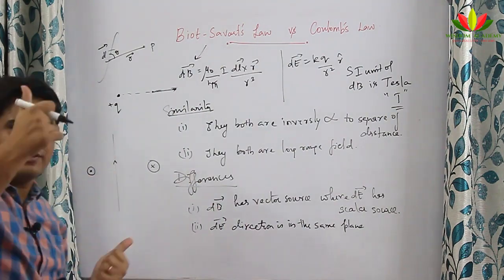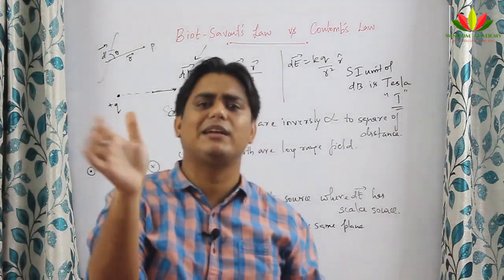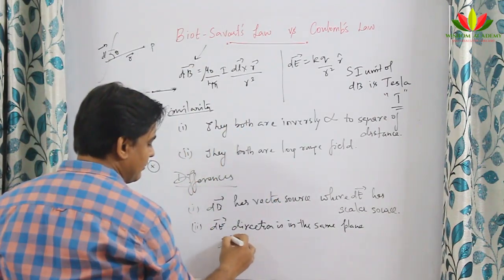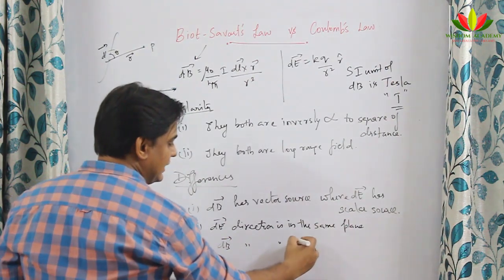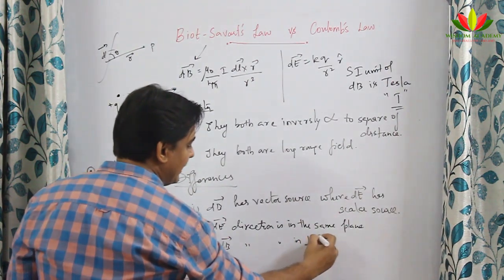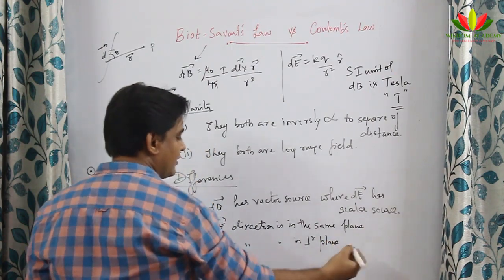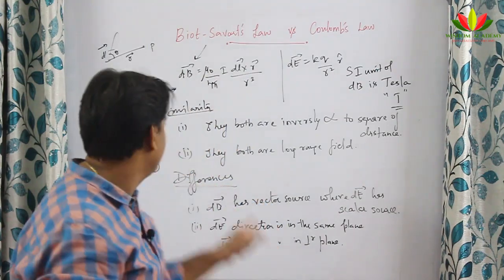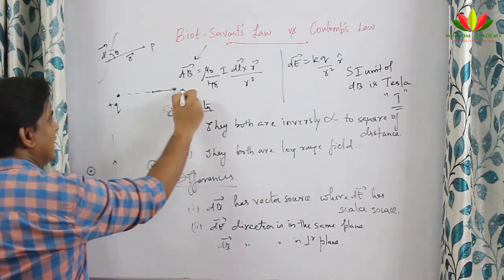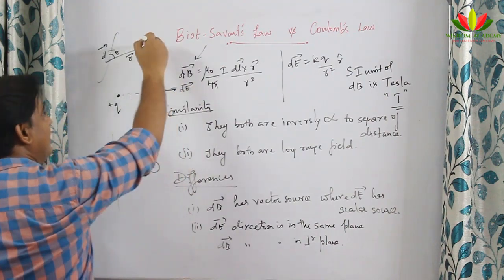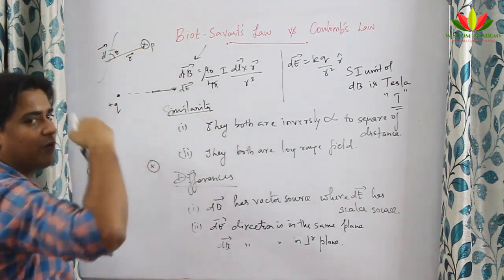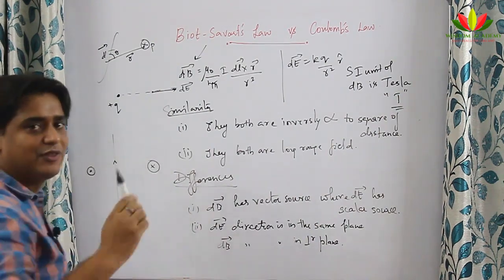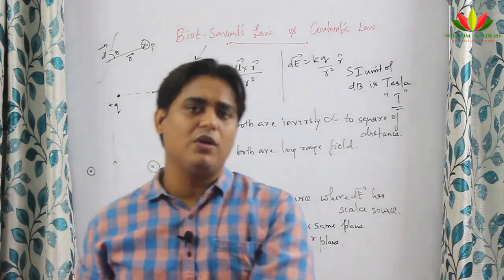Another way is like this: hold the wire in your right hand, and where the four fingers go will represent the direction of the magnetic field. So the direction of magnetic field is in the perpendicular plane, whereas the direction of electric field was in the same plane. If a charge is present here, the electric field will be in the same plane, but the magnetic field will be either inside or outside, so it will not be in the same plane. Inside means it is like this, outside means like this. This is the difference between Coulomb's law and Biot-Savart's law.